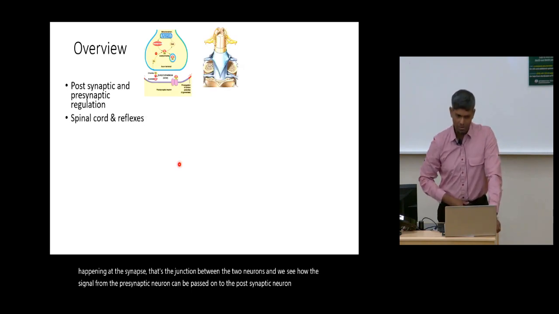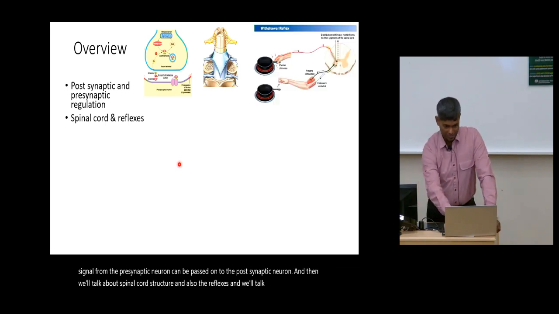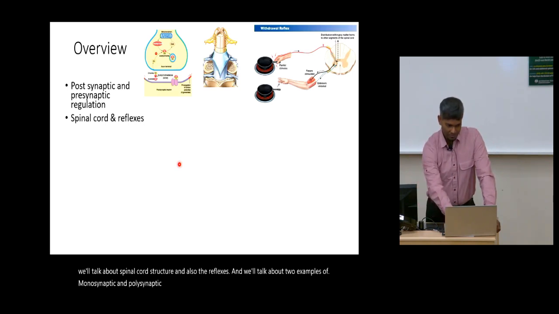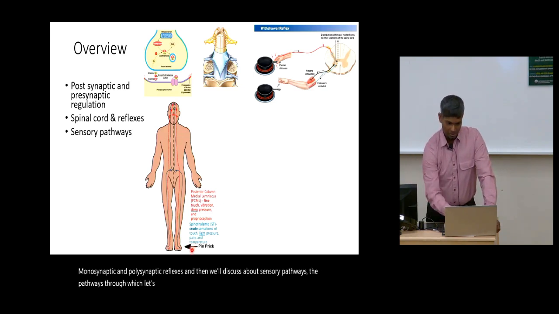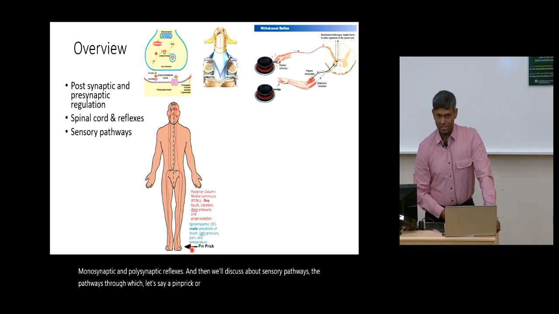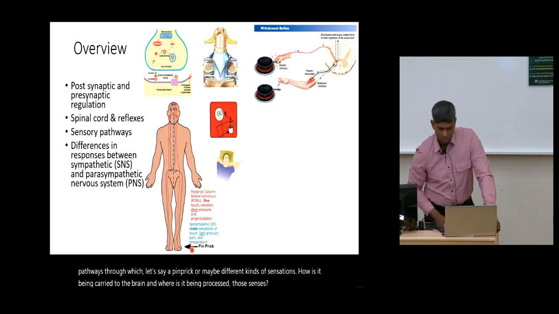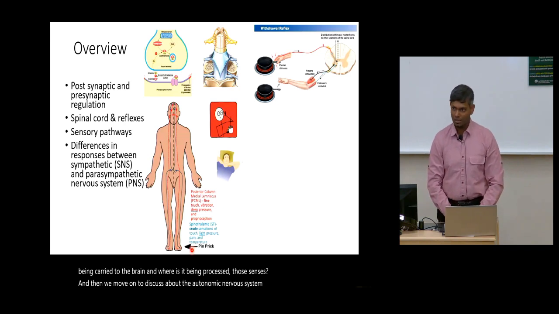And then we'll talk about spinal cord structure and also the reflexes, and we'll talk about two examples of reflexes, monosynaptic and polysynaptic reflexes. And then we'll discuss sensory pathways, the pathways through which, let's say, a pinprick or maybe different kinds of sensations are carried to the brain, and where those senses are being processed.